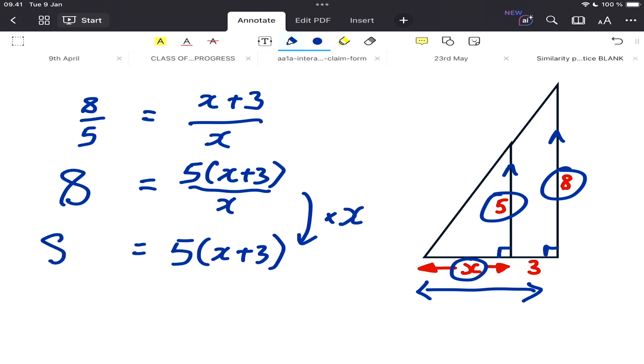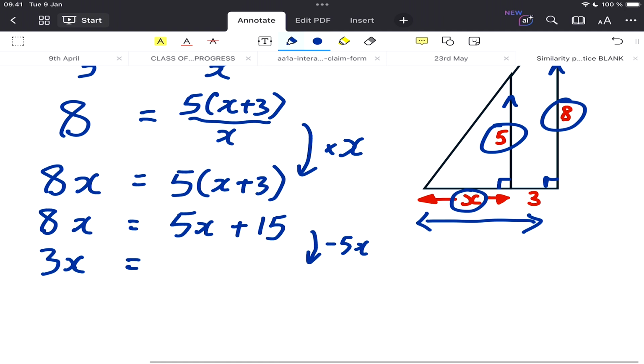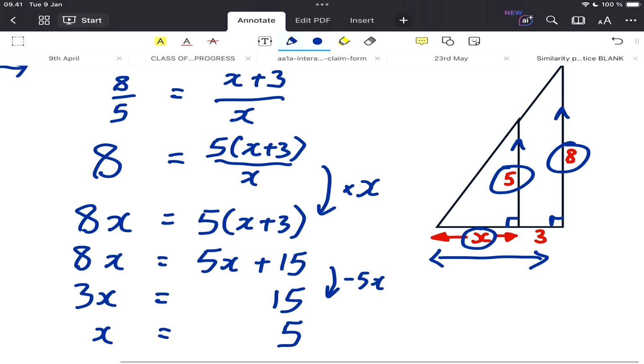So instead of 8 on the left, I'll have 8x. So I've got 8x equals 5 brackets x plus 3. I'll just multiply those brackets out to get 8x equals 5x plus 15. I've got x's on both sides, so I'm going to take away 5x from both sides to get 3x equals 15, and divide everything by 3 to get x equals 5. So the answer to this is that x equals 5.